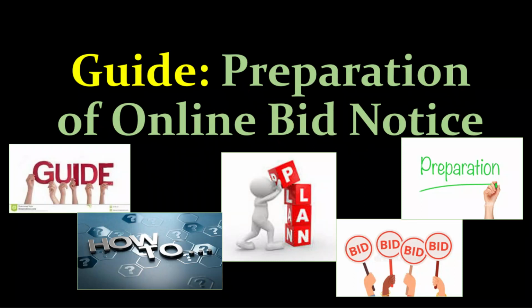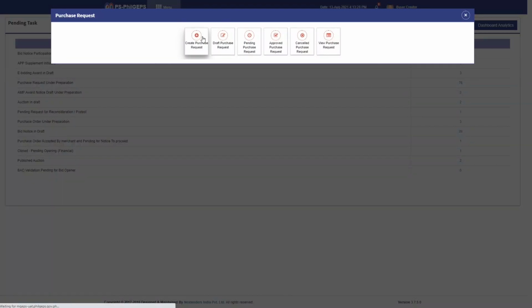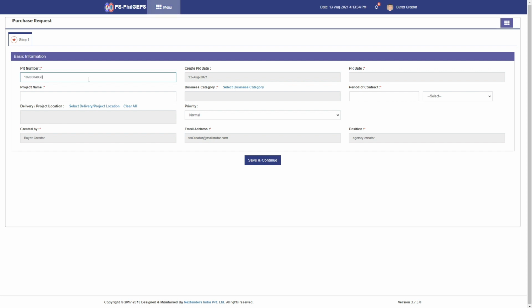This video demonstrates the preparation of the online bid notice posting of a consulting classification of procurement. Before we start with the bid notice creation, we must first prepare the purchase request of the bid notice. Start the purchase request creation. Fill out the purchase request fields.